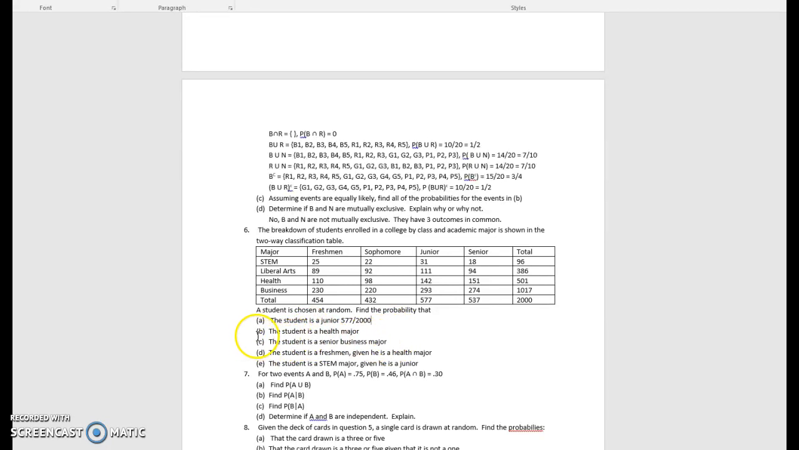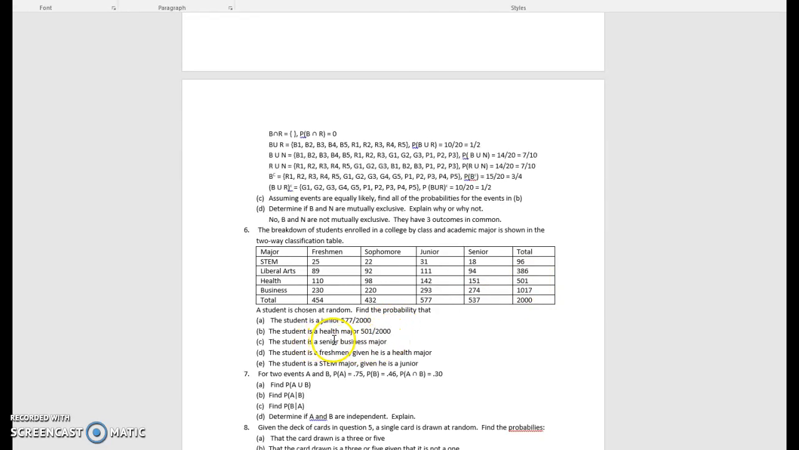All right, so let's look at B. The student is a health major. Well, again, let's find all of the health majors. So here is our row for health. If we go all the way across, there are 501 health majors. So there's 501 out of the total 2,000.